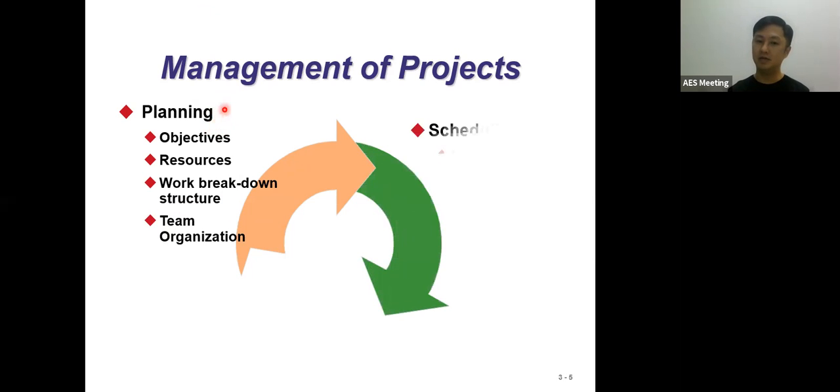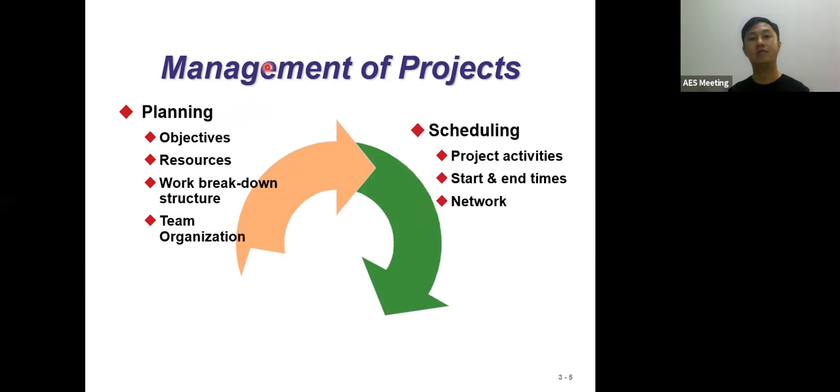Okay, further on from this, we have the scheduling. Scheduling covers the project activities, including how we arrange those activities. I will show you an example later regarding which activities we can make start earlier, and which activities we can make start parallelly. Parallelly means that we start at the same time. So that also can be considered as having a parallel activity in a project.